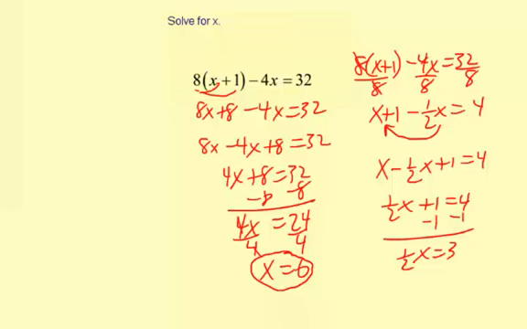And then to get the x by itself, I have to multiply by the reciprocal of the 1/2, which is 2 over 1. And then I'll also multiply this 3 by 2 over 1. So I'm going to get x equals 3 over 1 times 2 over 1, or 3 times 2, which is 6.